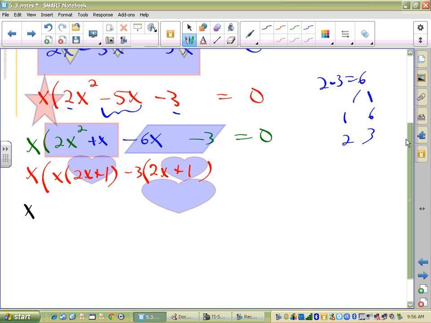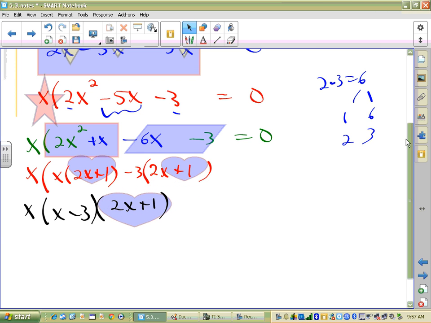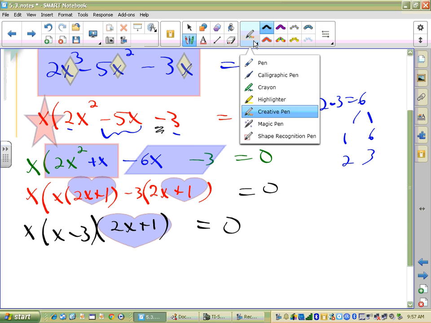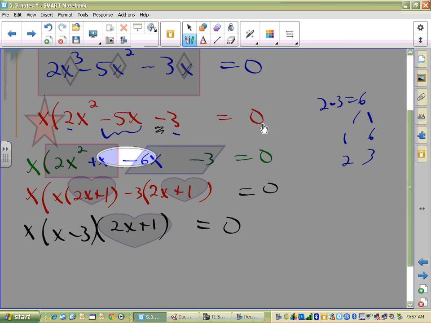So I would have got x times x minus 3 times 2x plus 1. Okay, so I was right the first time I started that thing. I had been right. I was thinking right in the fact that we had a negative 3 here, and because of that, I had to have opposite signs. I had to have opposite signs on these two things right here.